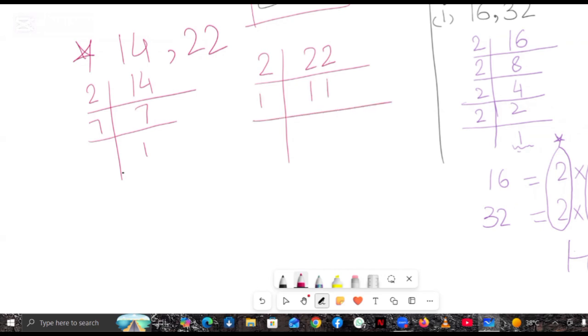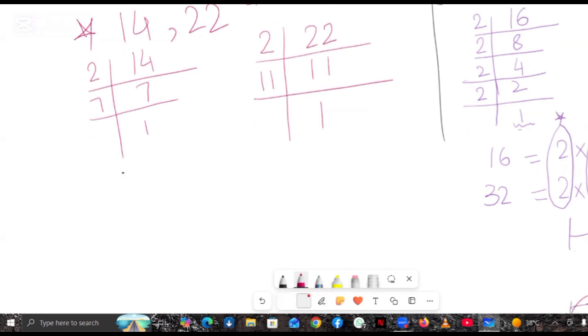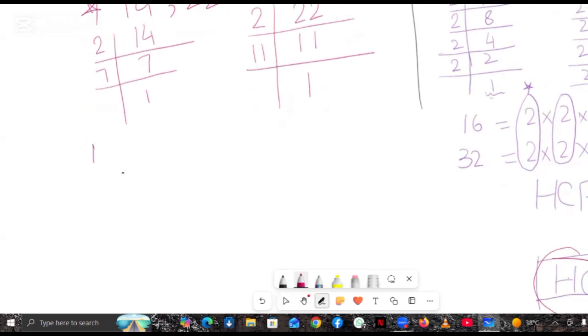And next, 11. 11 comes in the table of 11 R1. So 11 is a prime number: 11 1 times 11. After that, same, write the factors. First of all, the factors of 14 are 2 into 7 and the factors of 22 are 2 into 11.